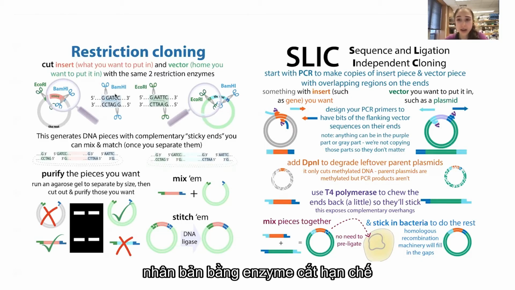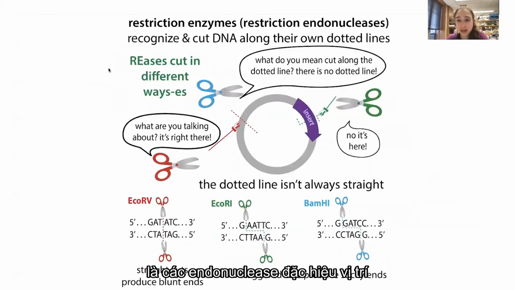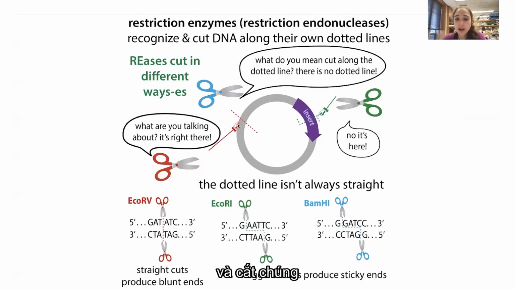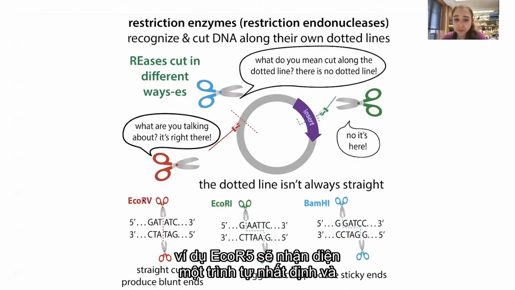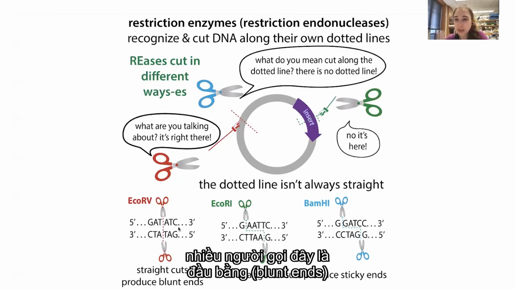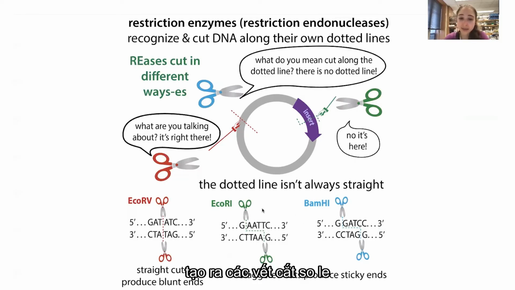Okay, so restriction cloning. This is going to use restriction enzymes, which are site-specific endonucleases. Basically, they're going to recognize specific sequences in double-stranded DNA and cut them. But they recognize different sequences. Like EcoRV is going to recognize this sequence and cut straight. We call these blunt ends. But often what we're using when we're doing cloning are restriction enzymes that do staggered cuts, which produce sticky ends.